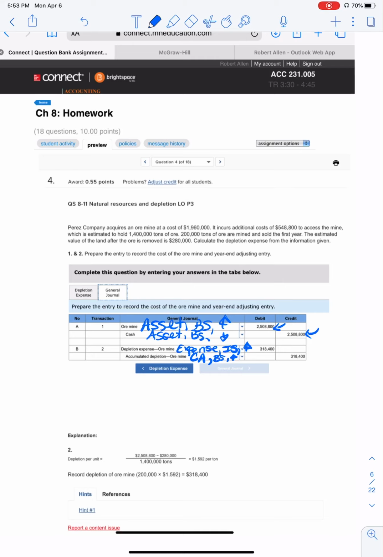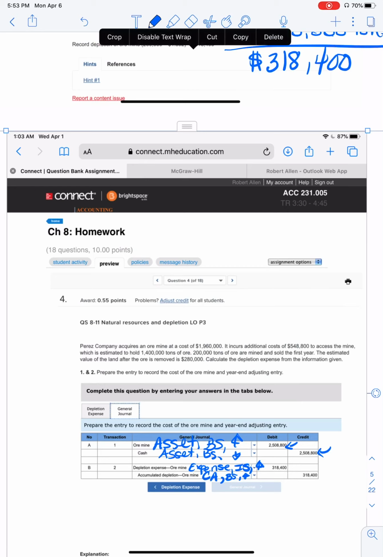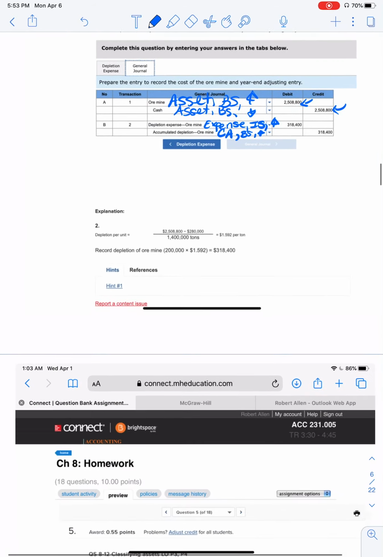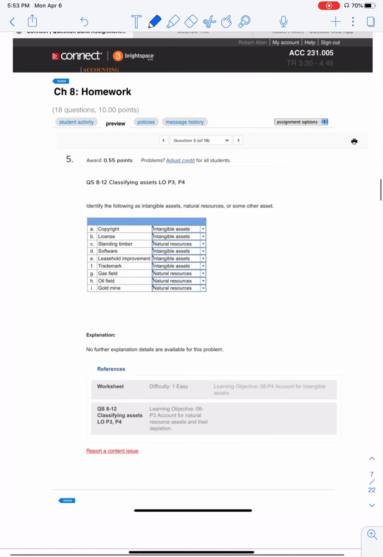So there we have it. And that is the end of question number 4. So now we're going to move on to question number 5. For question number 5, what we see is that we're going to be classifying assets as either intangible, natural resources, or something else. Okay, and so that's what we're going to do here.